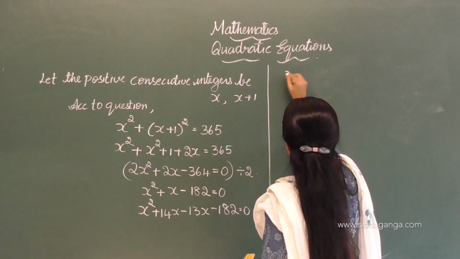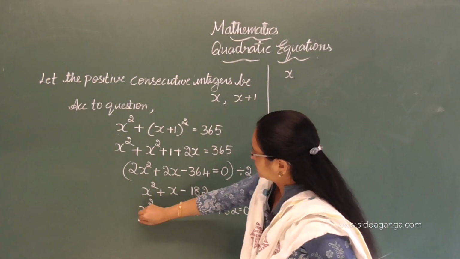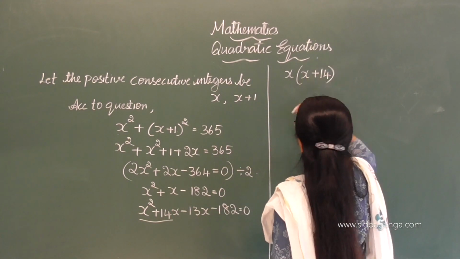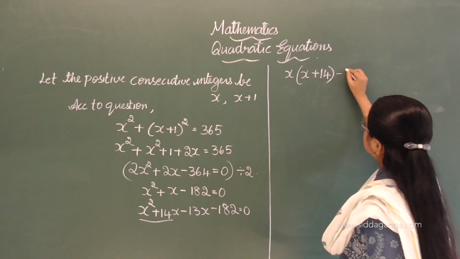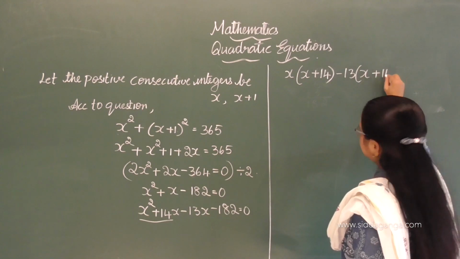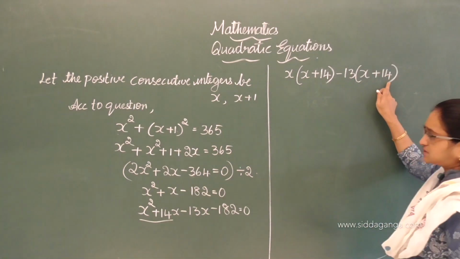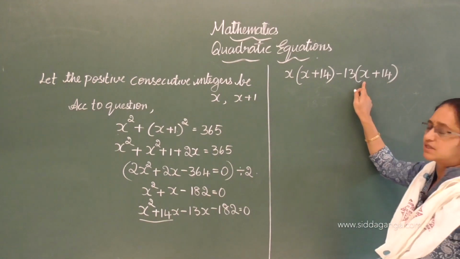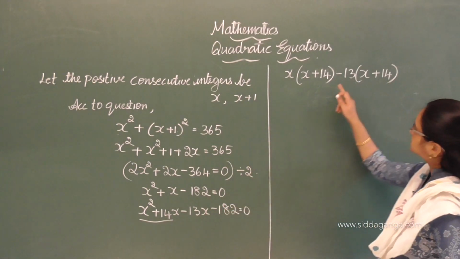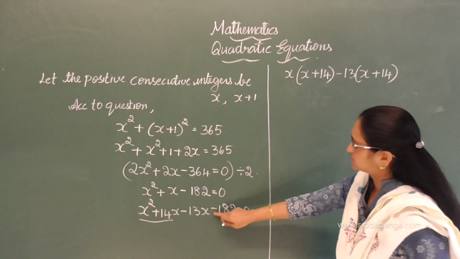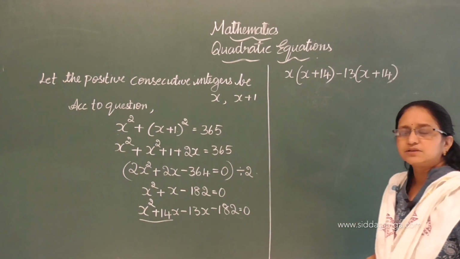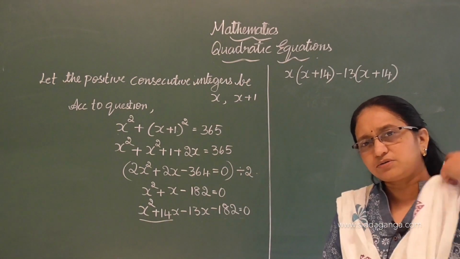We will do this. So, x is common here. When you see these two terms, x is common. So, x plus 14, then minus 13 is common, x plus 14. You all know 13 into 14 is 182. Just check whether it is correct. See here, plus into minus, minus 13x, correct? Next, plus into minus, minus 13 into 14, 182.